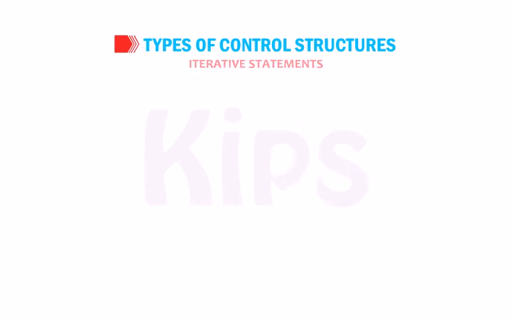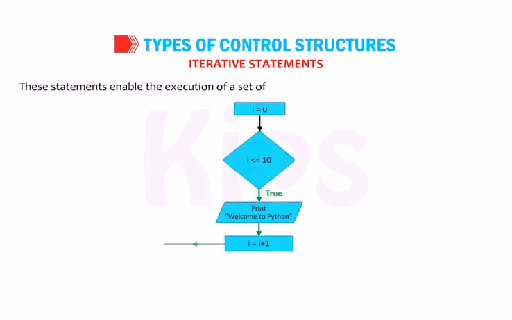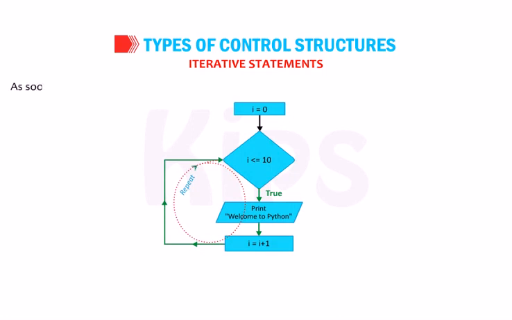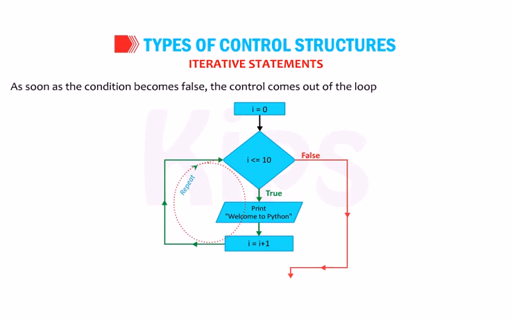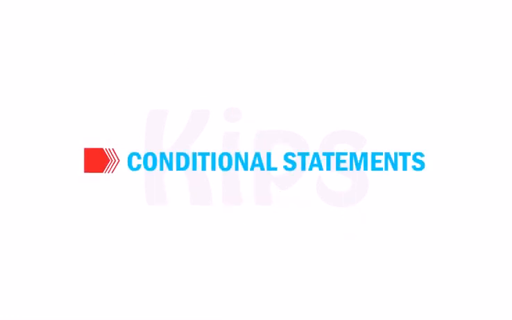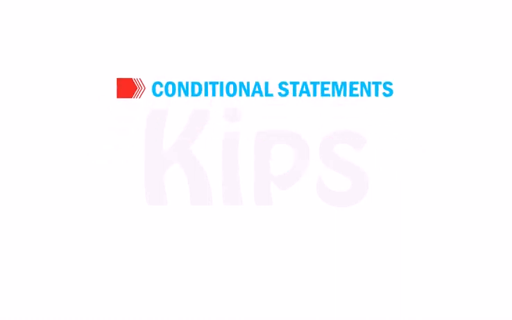executed. Iterative statements. These statements enable the execution of a set of statements to repeat till the condition is true. As soon as the condition becomes false, the control comes out of the loop and the repetition stops. Okay, let us learn about conditional statements.